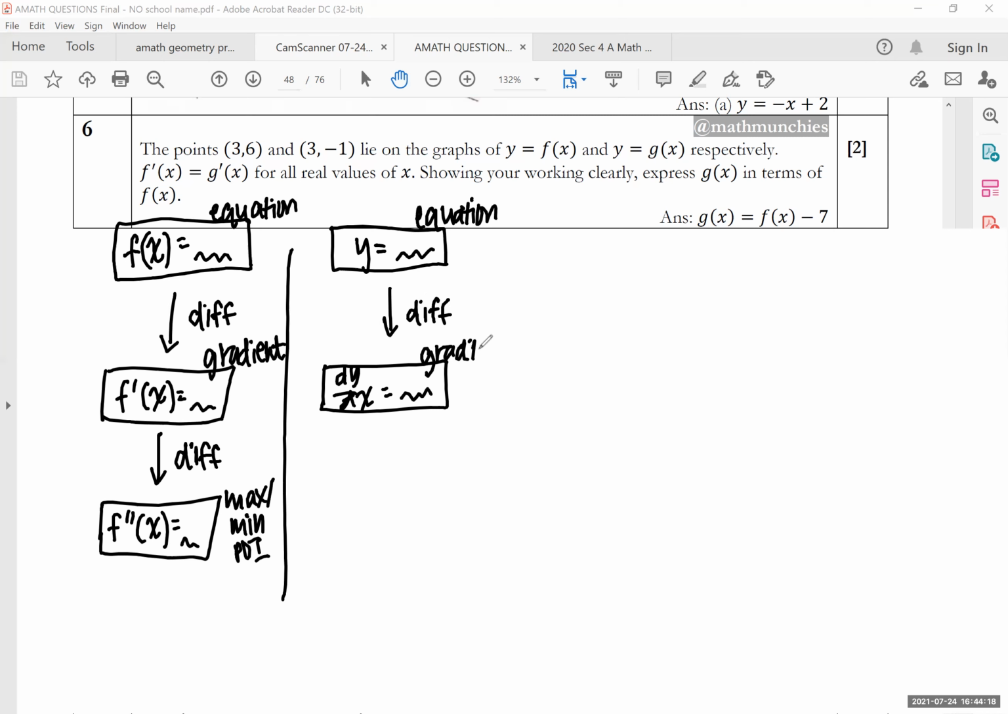Then after that, what do you do? Differentiate. You get d²y/dx². So this is your second derivative equal to blah blah blah. And this is your max, min, or POI. Right? Okay, so now let's go back to fundamentals.